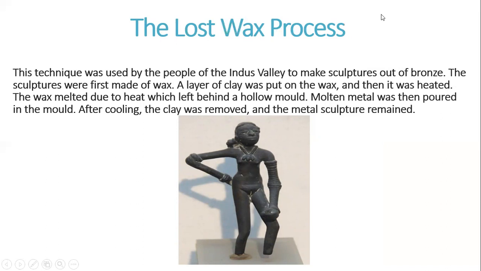A layer of clay or wax was put and then it was heated. The wax melted due to heat, and what was left behind was a hollow mold. Molten metal was then poured into the mold, and after cooling, the clay was removed and the metal sculptures remained.